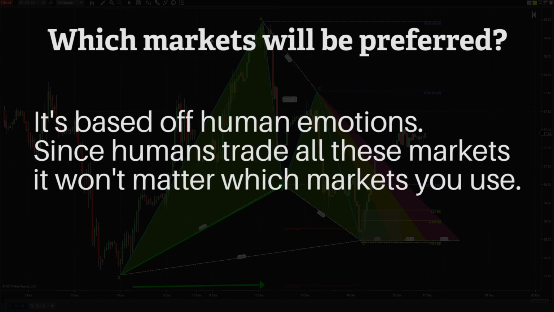So which markets are going to be preferred? Like the time frames, the markets don't matter. Humans are trading the forex and the futures and the stocks, and those humans that trade the stocks are not fundamentally different than those trading the futures or the forex. The market won't matter at all. You could choose even bonds or anything else if you wanted to.